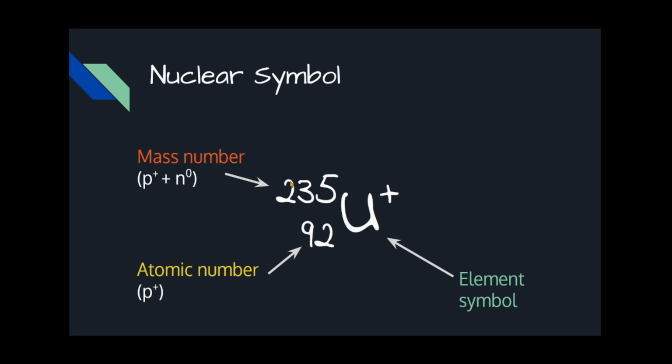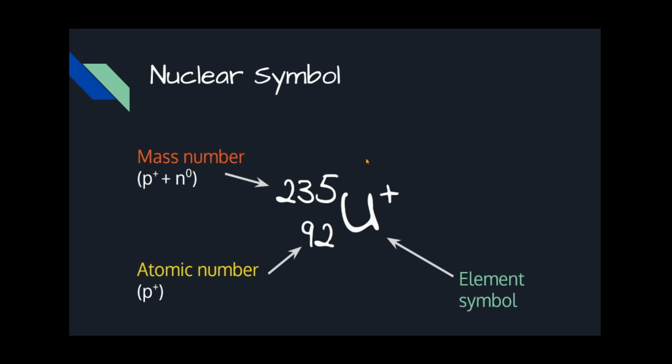This number here is what we call the mass number. And as we discussed last time, the mass number is the number of protons plus the number of neutrons. This is a number that you cannot find on the periodic table. This is a number that you either have to figure out or it has to be given to you. So far we have our element symbol, we have our atomic number, and we have our mass number. The only part that we have left is this right here.